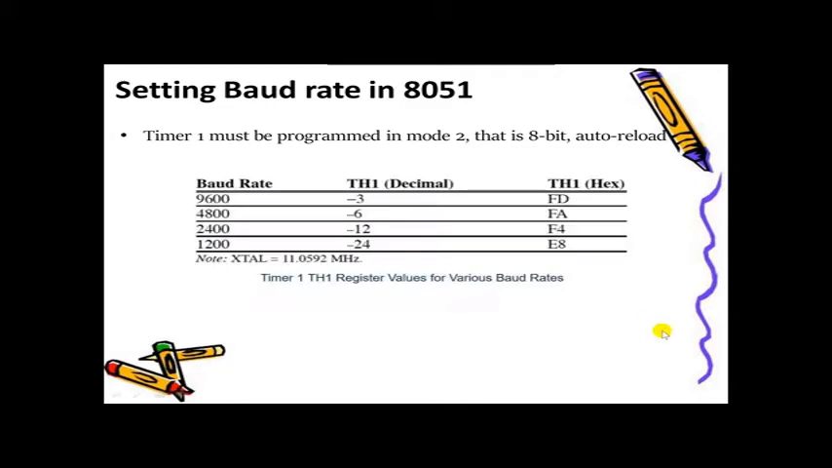Okay, next, setting up baud rate in 8051. Timer 1 must be programmed in mode 2, that is 8-bit auto reload. In this table, we come to know that for a baud rate of 9600, TH1 in decimal is minus 3, in hexadecimal FD. For the next baud rate, we have minus 6 and FA. For the next, minus 12 and F4. For the next, minus 24 and E8. As you already know, the crystal oscillator frequency is 11.0592 megahertz.